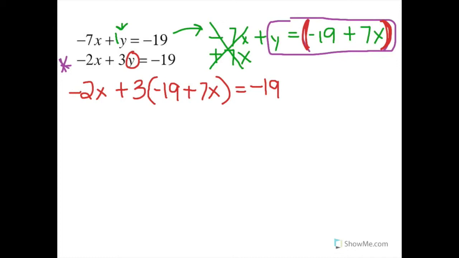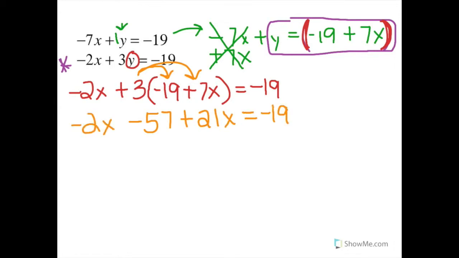Okay, so now I only have one variable that I have to solve for. I know whenever I have parentheses, I have to clear them by taking that outside term and multiplying it. So 3 times negative 19, I know is going to give me a negative 57. And 3 times positive 7x gives me a positive 21x. Bring everything down just to stay organized.